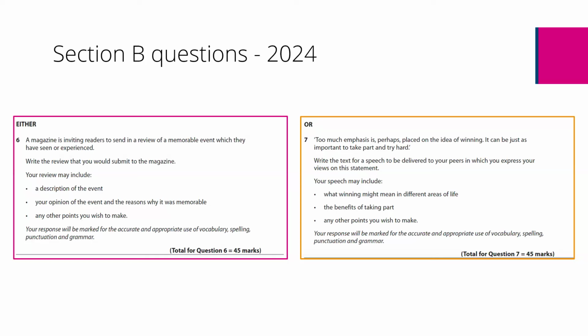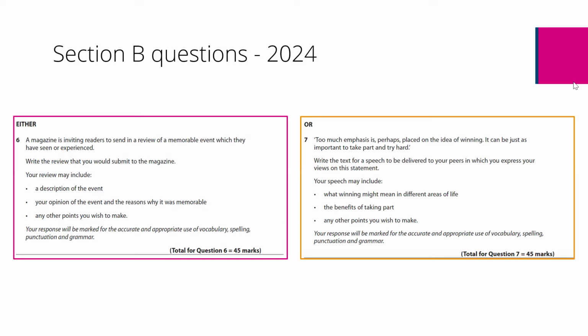They could choose question 6. A magazine is inviting readers to send in a review of a memorable event which they have seen or experienced. Write the review that you would submit to the magazine. Your review may include a description of the event, your opinion of the event and the reason why it was memorable, and any other points you wish to make. And then we've got the signposting in italics to the AO5, which is always there. Your response will be marked for the accurate and appropriate use of vocabulary, spelling, punctuation, and grammar.